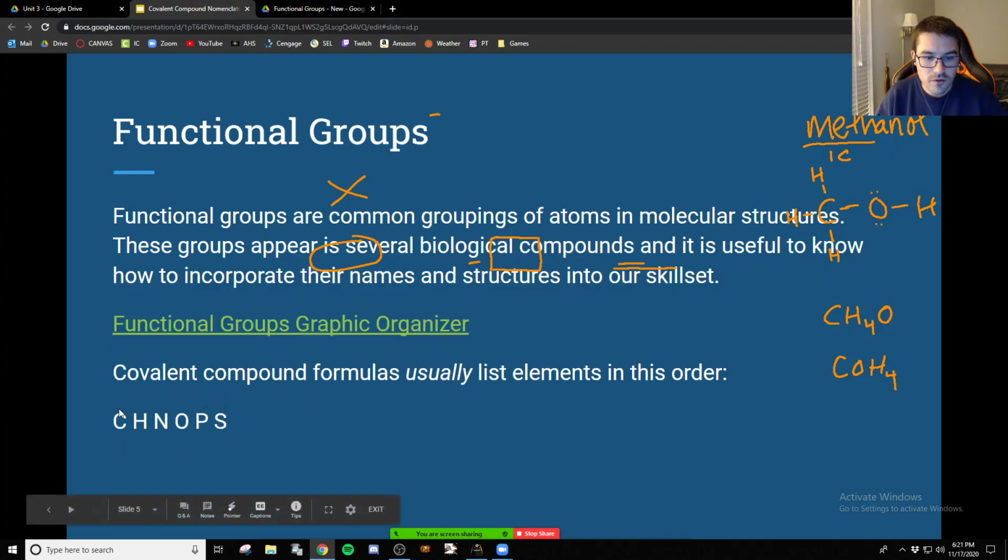This is the order that compound formulas usually go in, okay? It's kind of this acronym SHNOPS, okay? Carbon, hydrogen, nitrogen, oxygen, phosphorus, sulfur. Usually this is the order. There are a few exceptions. It's not really a big deal for you to know what those exceptions are. If you generally just use this order, it's going to be fine, okay? Carbon does typically come first, followed by hydrogen, then your nitrogens, oxygens, phosphoruses, and sulfurs if you have them, okay?